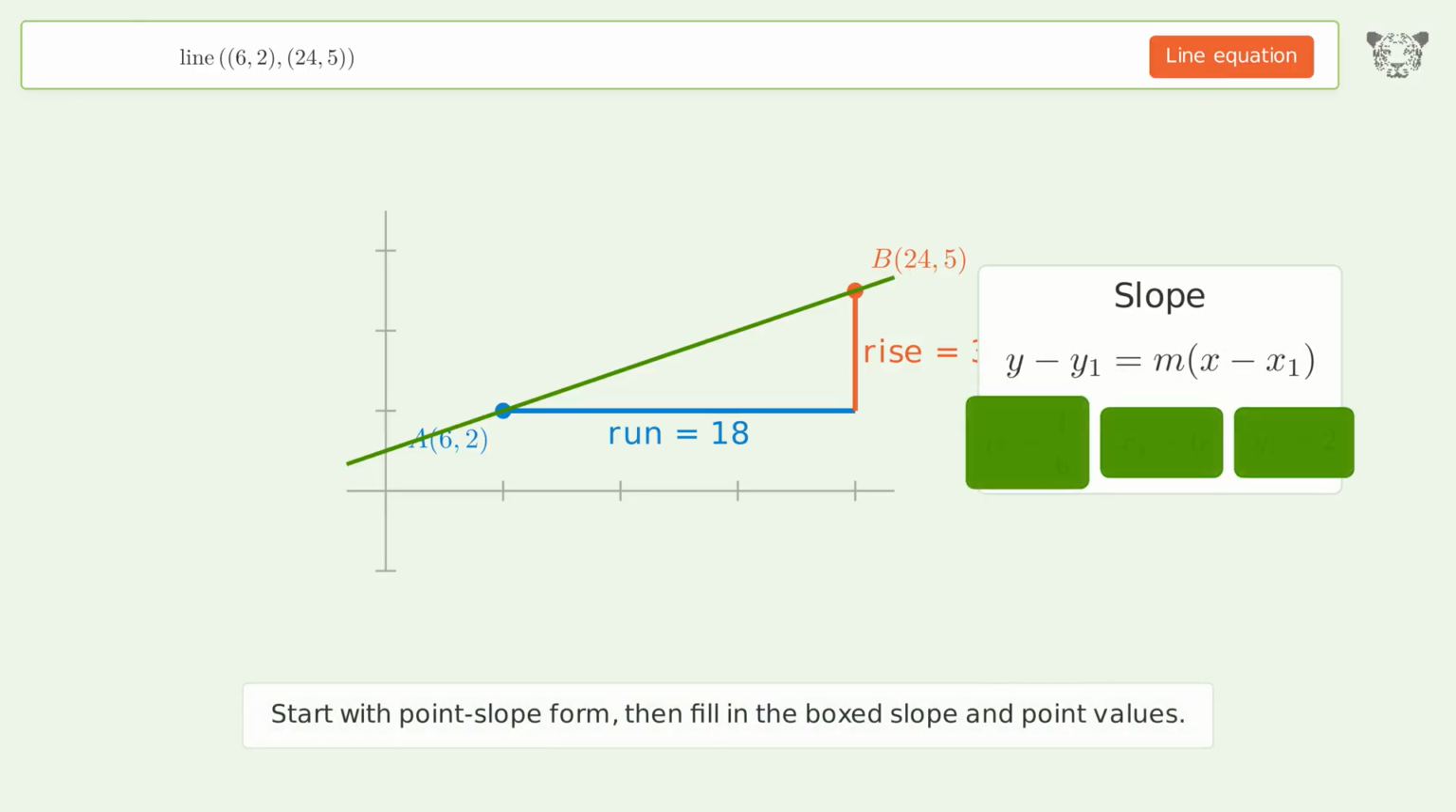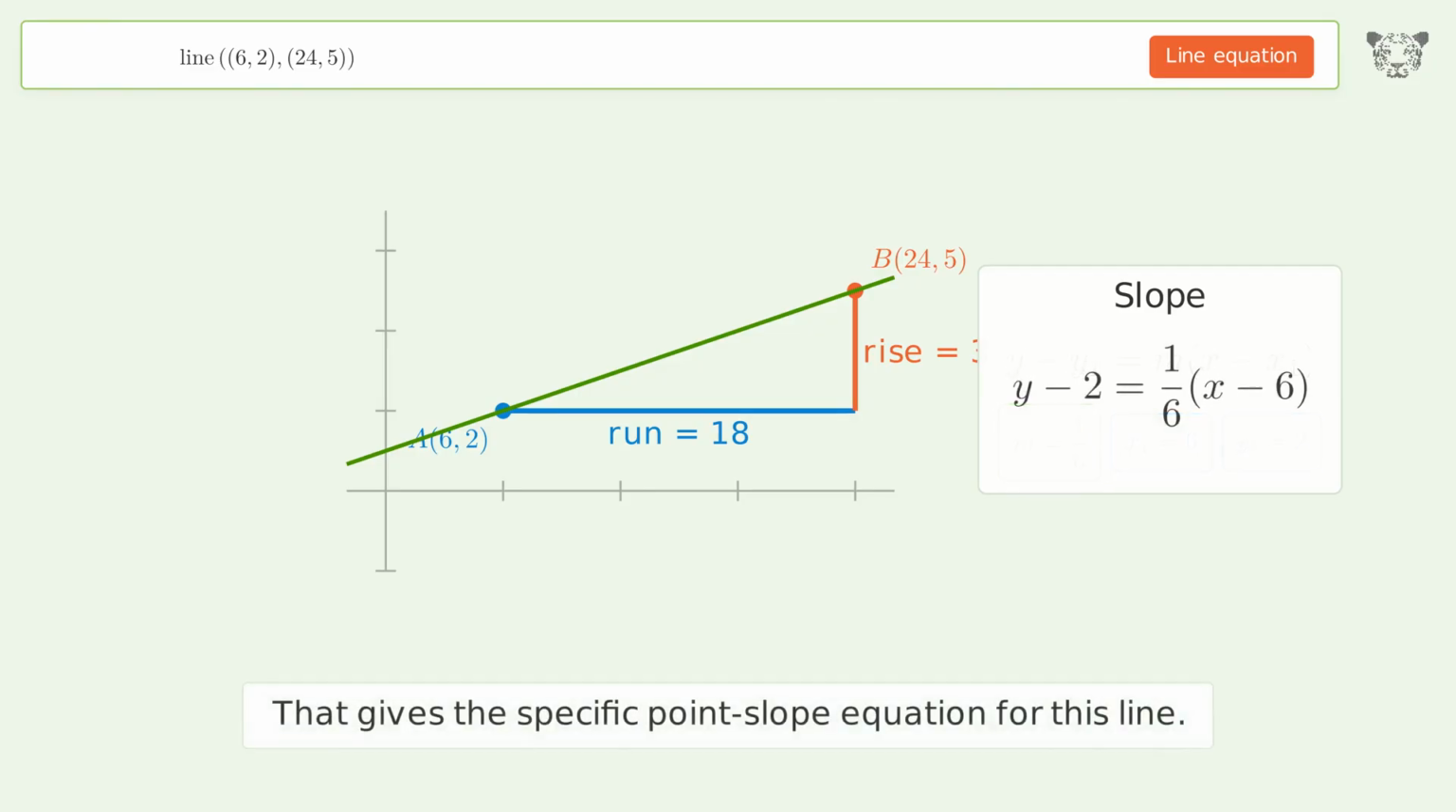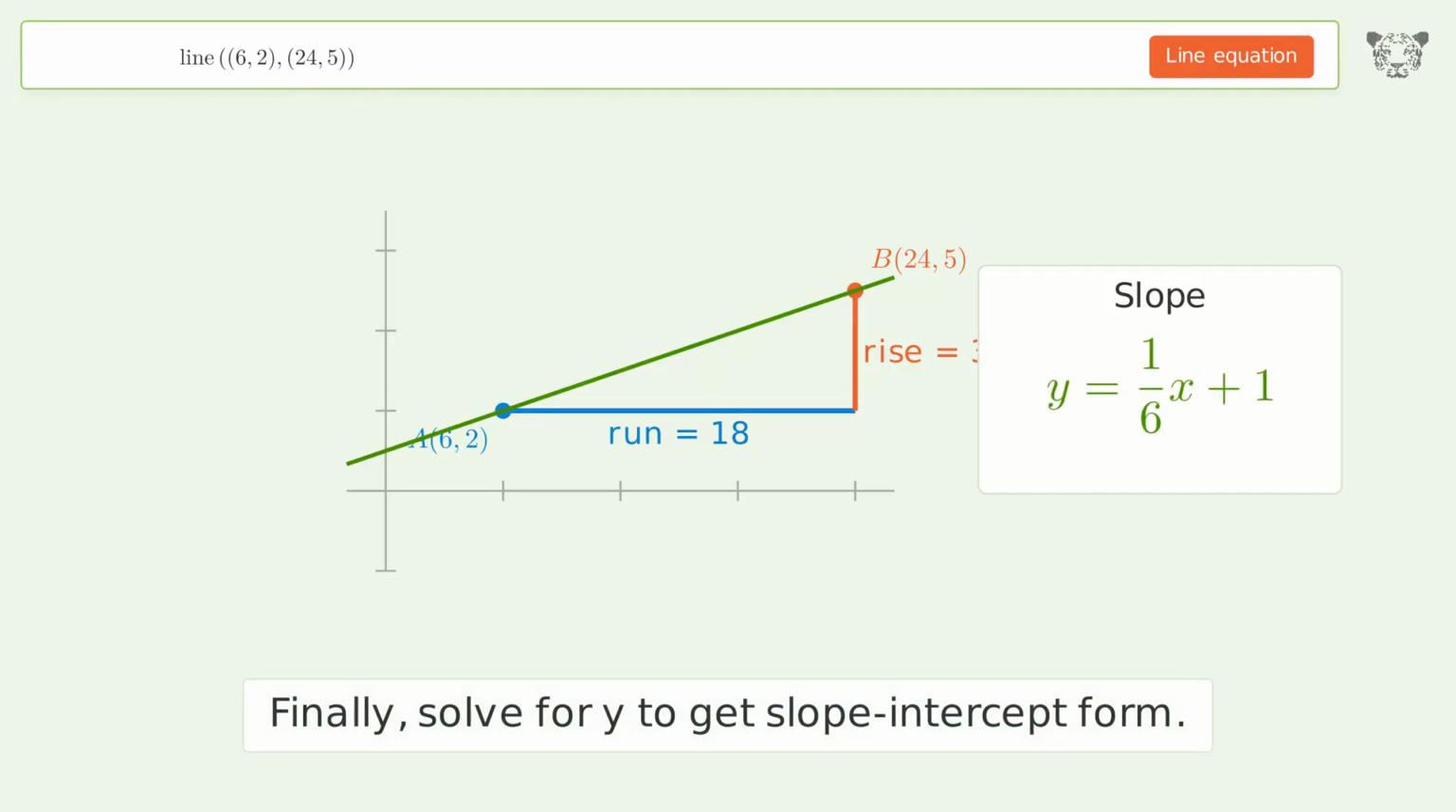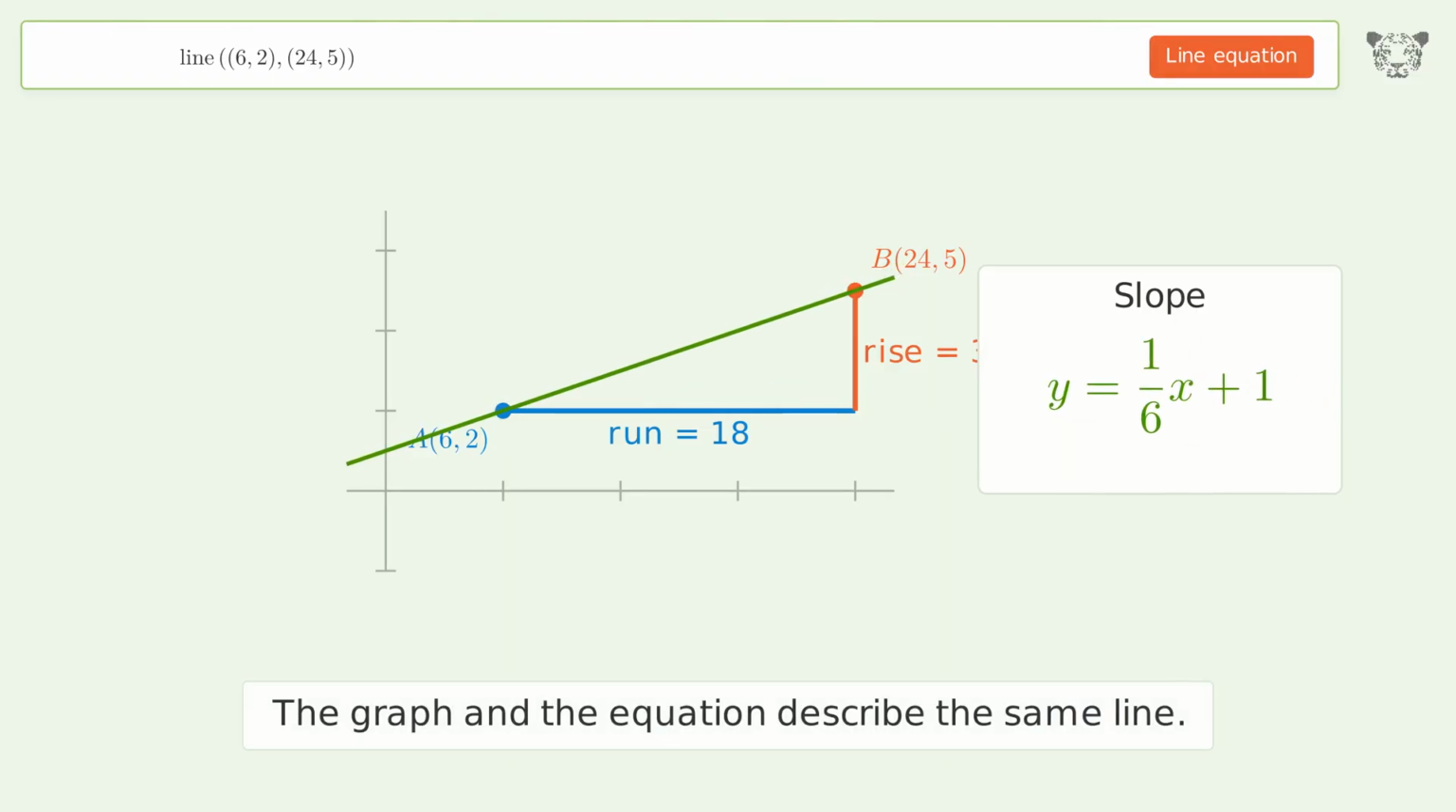Start with point slope form, y minus y1 equals m times x minus x1. Then fill in the boxed values, slope is 1 over 6, x1 is 6, and y1 is 2. That gives the specific point-slope equation for this line. Finally, solve for y to get slope-intercept form. The graph and the equation describe the same line.